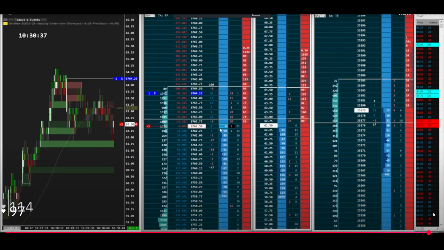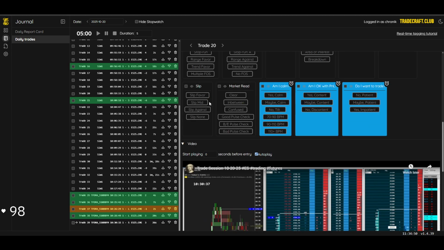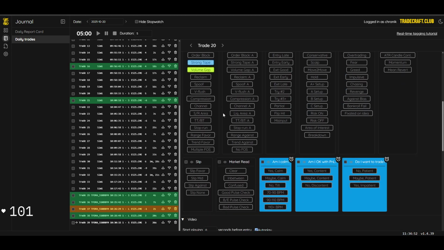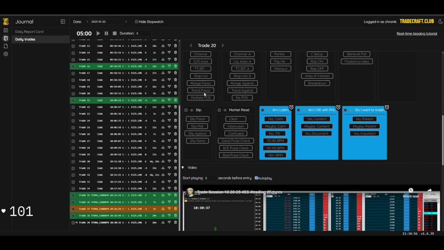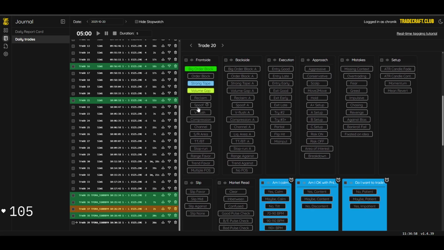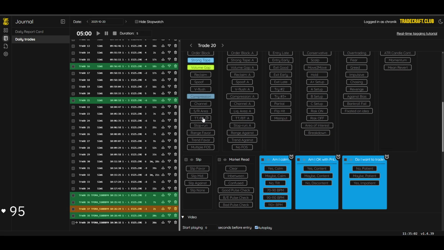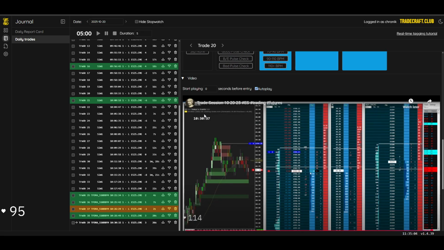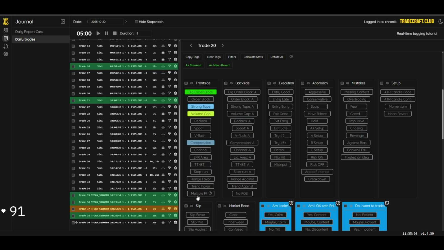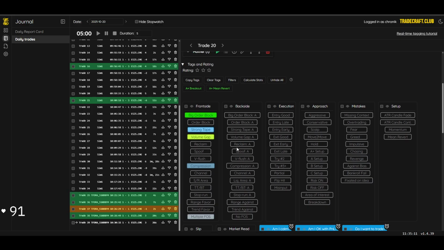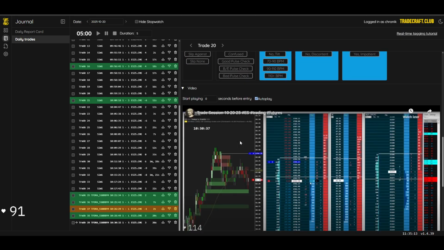I had pretty strong tape in my favor at the time of entry. Strong tape. I had one big order block in my favor. I had compression in my favor. And I think that's it. I'll tag that multiple factors of support since there's 4, technically.